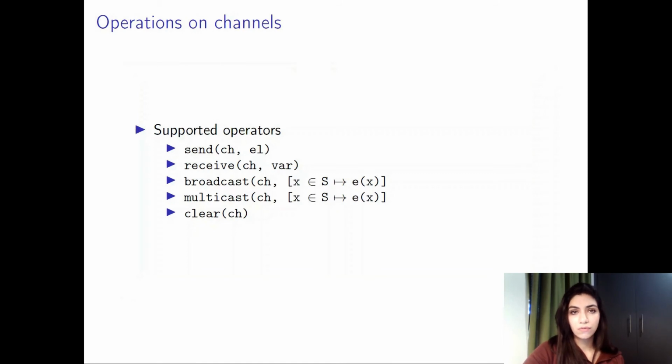We have supported several operations on channels. For example, you can send a single element to a channel. You can receive. Receive is enabled when a non-empty channel receives a message into a variable, as can be seen here in the second argument. Broadcast and multicast send messages along several channels in an array, while clear empties the channel.